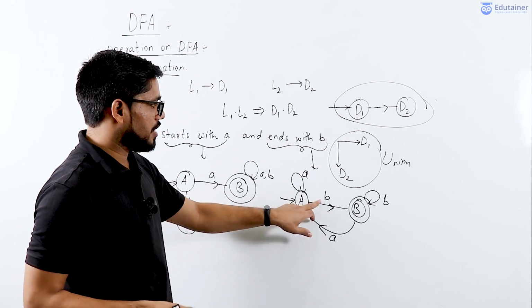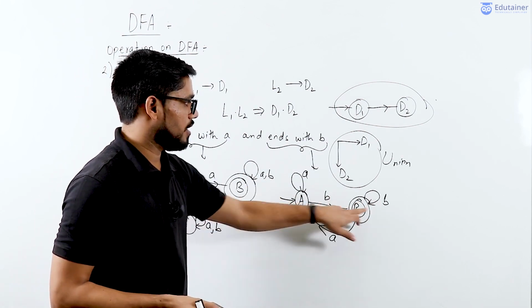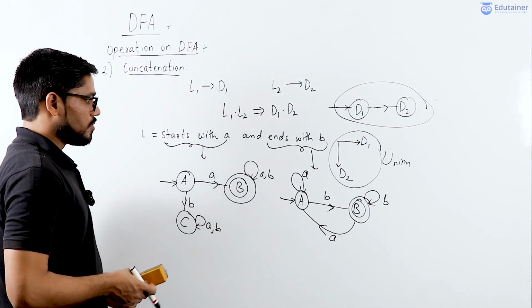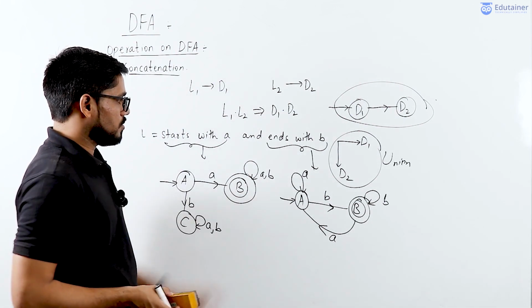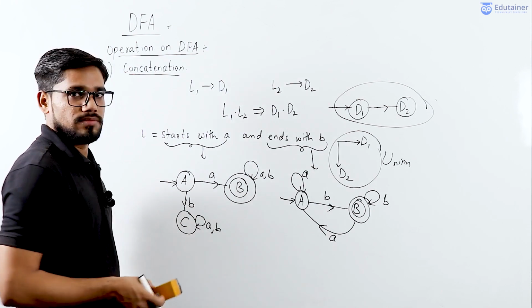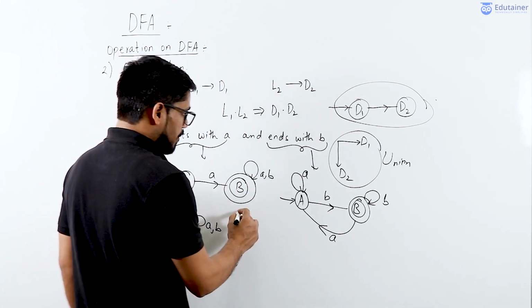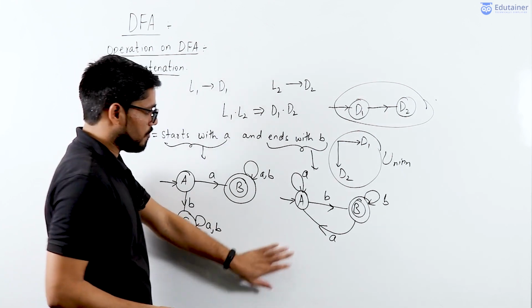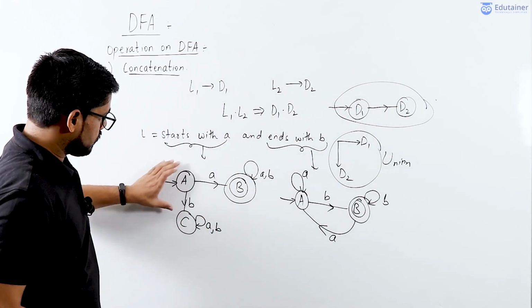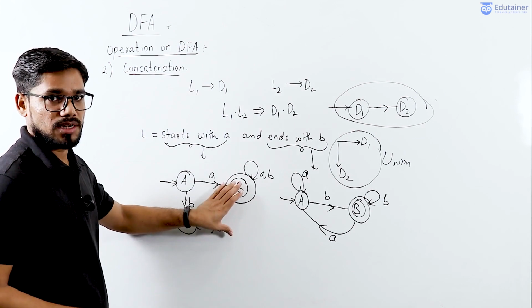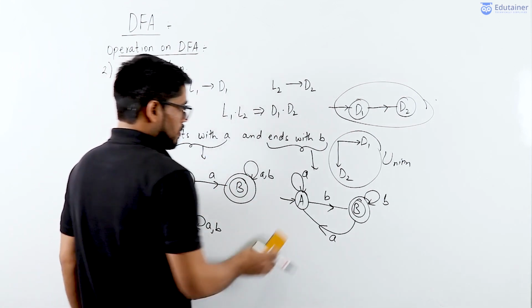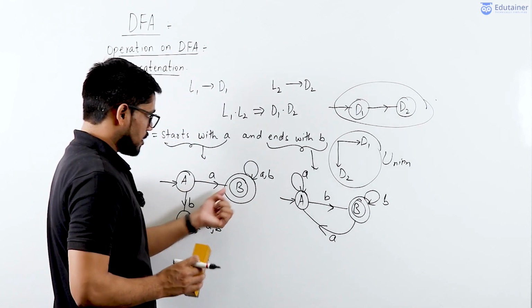So the language criterion is that it ends with B. That's why I will draw the transition diagram like this. Now after drawing the two subparts, I will merge these two subparts and make the final language. So there is not enough space here. What I will do here, I will make some correction in the transition diagram itself and give you the resultant diagram. So it is our starts with A.